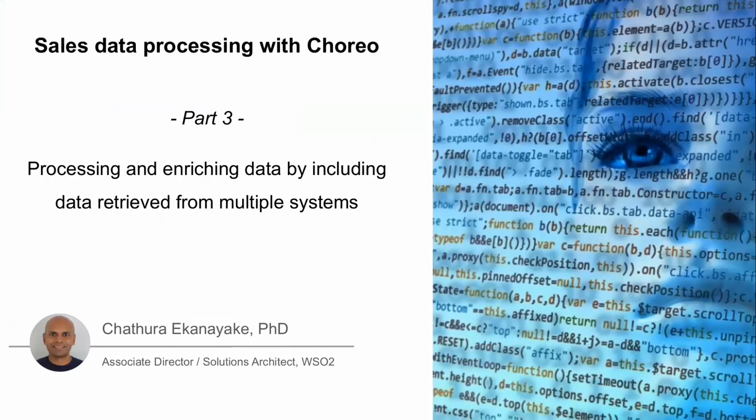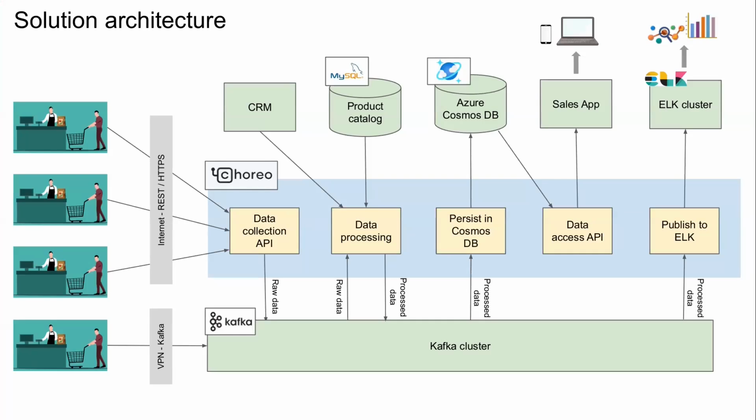In this video, we will see how we can process and enrich data in Choreo by collecting data from multiple systems. So in the previous two videos, we saw how we can get data from external systems, in our use case from shopping outlets via REST API, and publish those into a Kafka cluster. Now we have our raw data in the Kafka cluster.